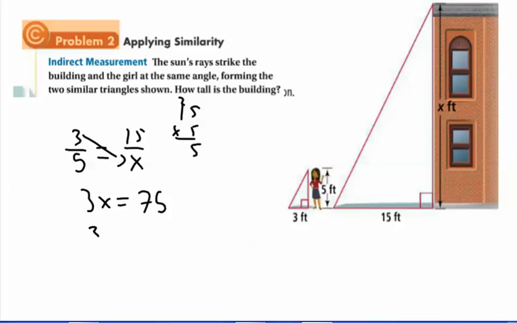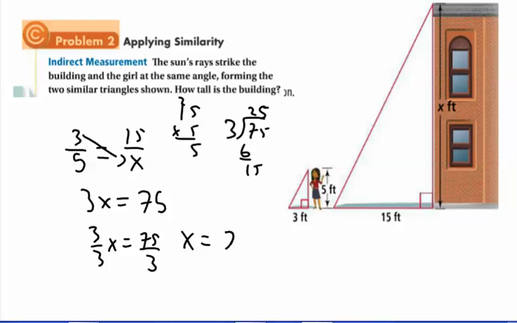And then I divide both sides by 3. So x is, 3 going into 75, that's 25. So the building is 25 feet tall. Now you could set up another proportion if you wanted to, but that's the one that I saw. There's actually 3 other ones you could do. Pause the video, and I'll see you back here in a minute. Work on your Got It.